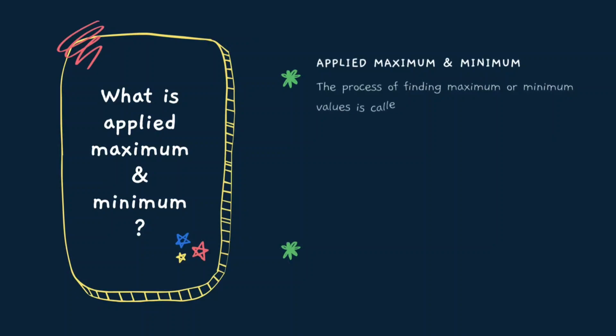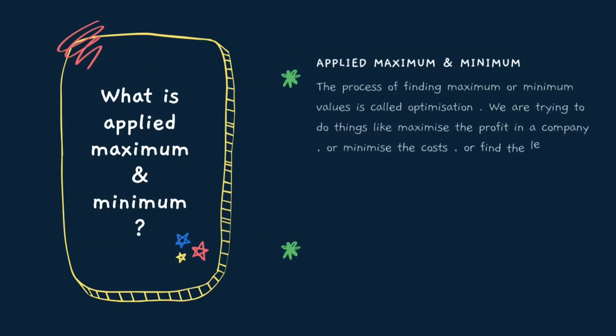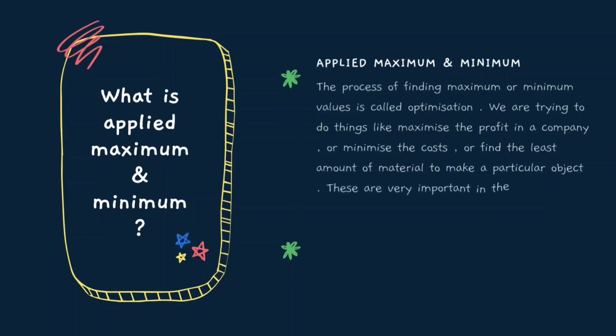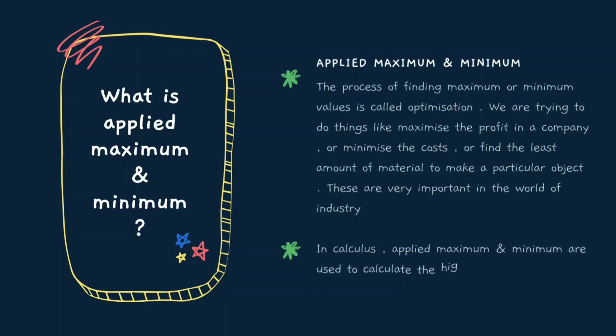So we are moving on to the exact definition of what applied maximum and minimum is. Applied maximum and minimum is the process of finding maximum or minimum values, called optimization. We are trying to do things like maximize the profit in a company, minimize the cost, or find the least amount of material to make a particular object. These are very important in the world of industry. In calculus, applied maximum and minimum are used to calculate the highest and lowest point of the curve in a graph or to know its turning point.